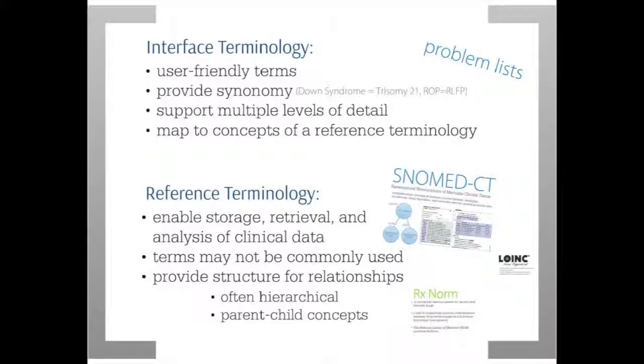So most systems use what you'll call an interface terminology, which are more user-friendly terms for the clinicians. And you can sometimes have multiple synonyms that identify the same concept. So if somebody refers to a patient with Down syndrome or trisomy 21, you know it's the same concept. Or you could have a retinopathy of prematurity, which used to be known as retrolental fibroplasia. It's the same disease, same concept, just different names for it.